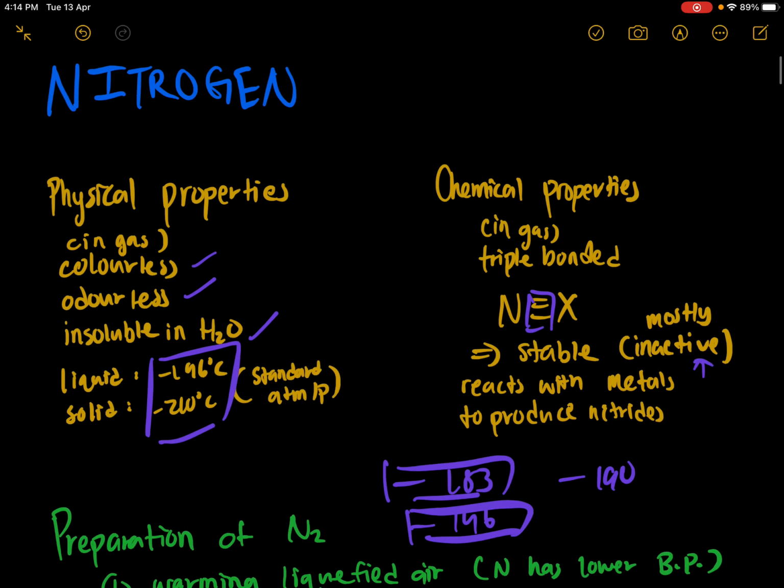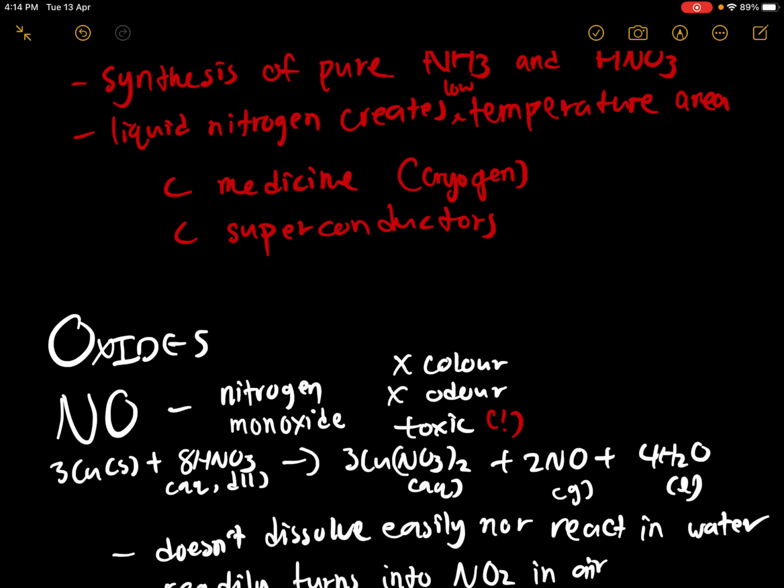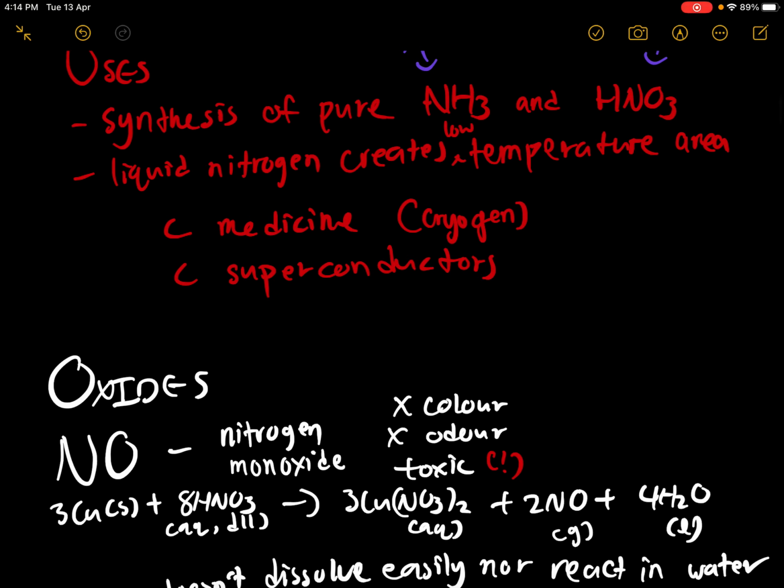Because of that, I believe that's how it works out. They have a very strong bond, and to break that bond, you need to absorb a lot of heat. Since it absorbs a lot of heat, it creates a very cold area around it because all the heat there is gone. So you can use this for medicine and to trigger superconductors.